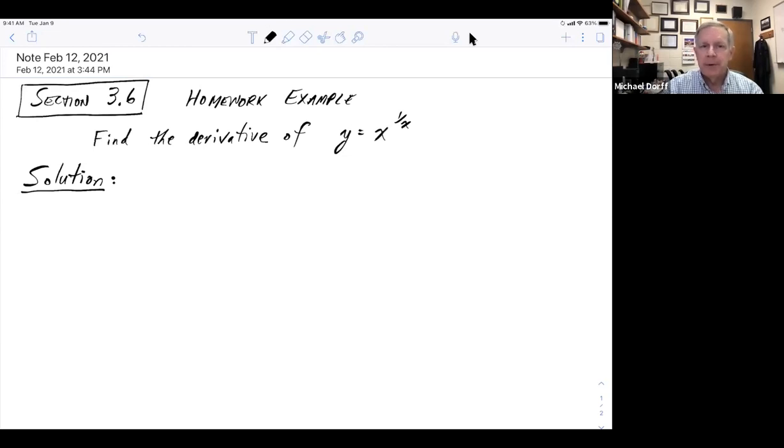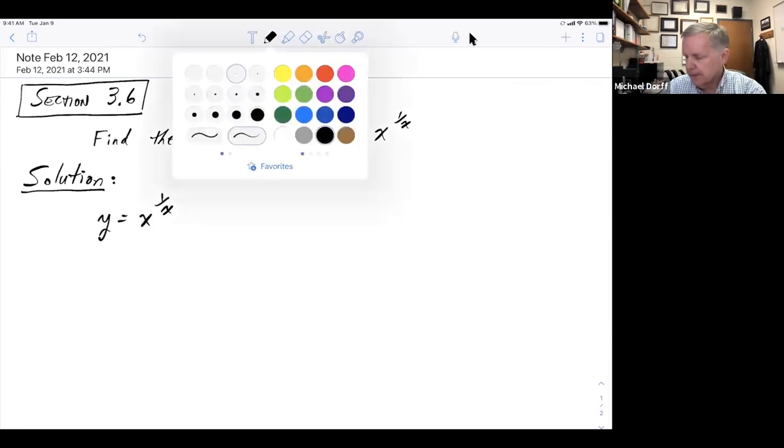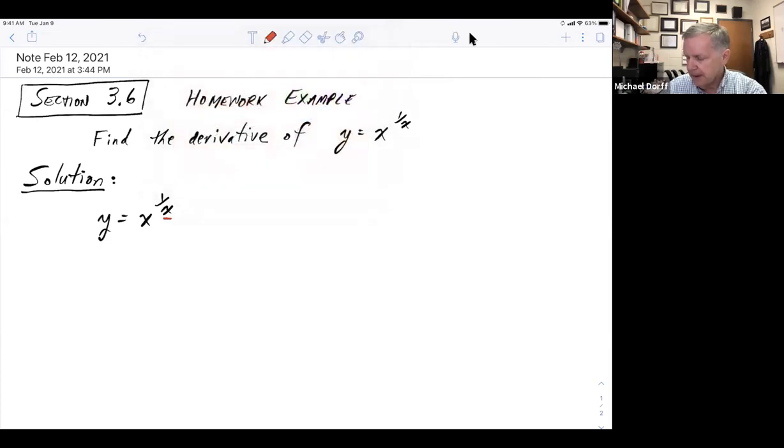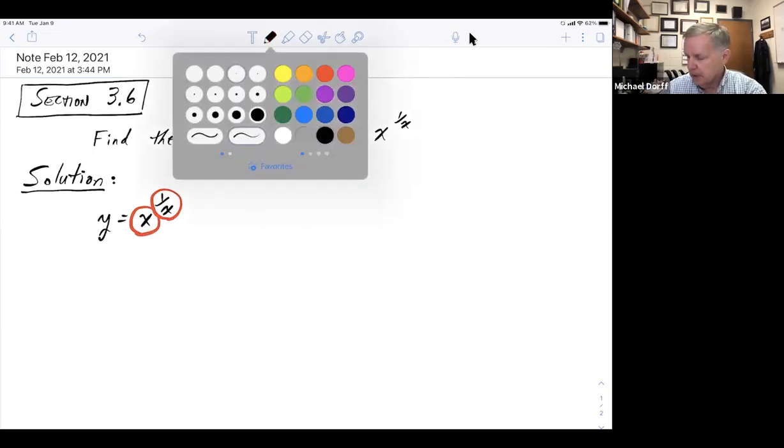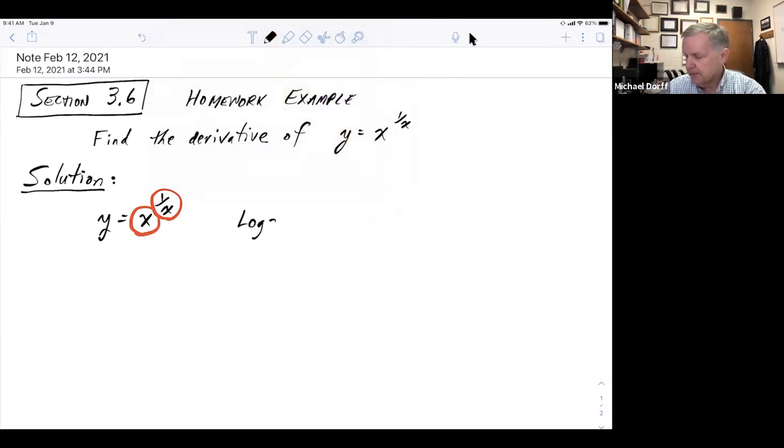We're in section 3.6 and we're looking at a homework-like example. In this example, we're finding the derivative of y equals x to the 1 over x power. So we look at this. We have y equals x to the 1 over x power. What's unusual about this problem is we have x's in the exponent and we have an x term in the base. Whenever we have a situation like this, we use logarithmic differentiation.